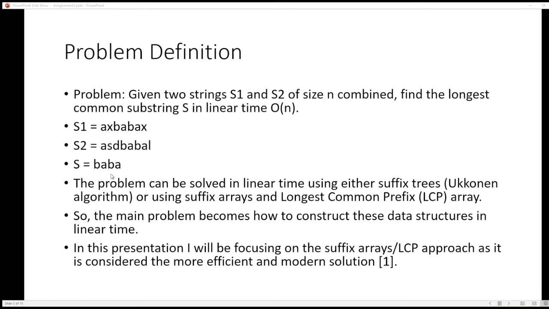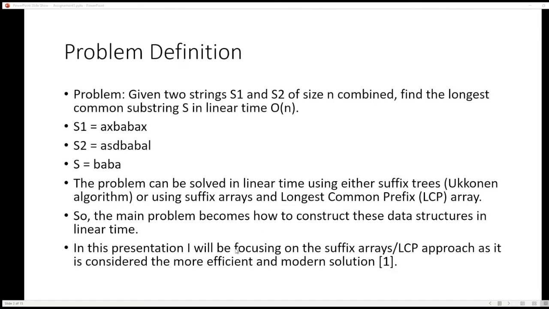So this problem can be solved in linear time using either suffix trees or suffix arrays. For suffix trees, there are many algorithms to do this. One of the popular ones is called the Euclidean algorithm. But there are more modern solutions, which are considered to be more efficient, using suffix arrays and the LCP array. So the problem becomes how to construct these data structures in linear time.